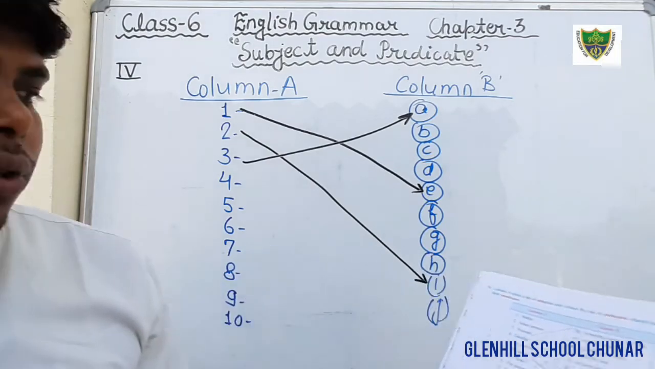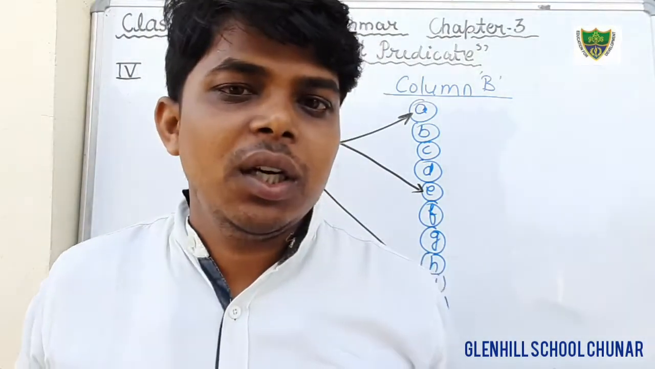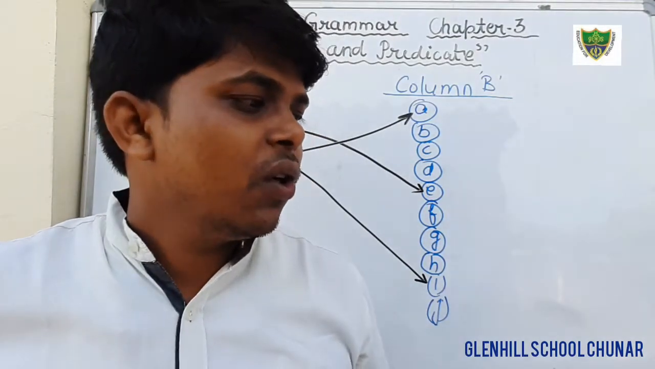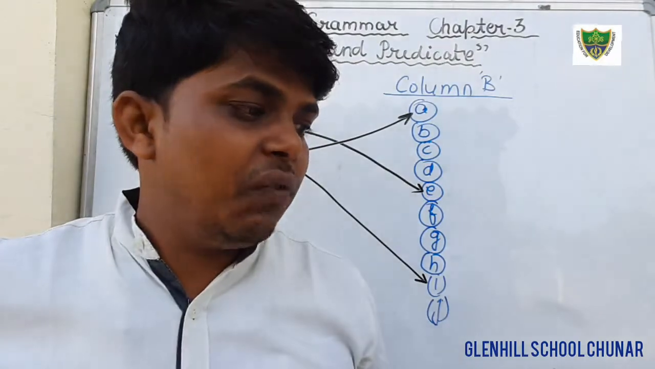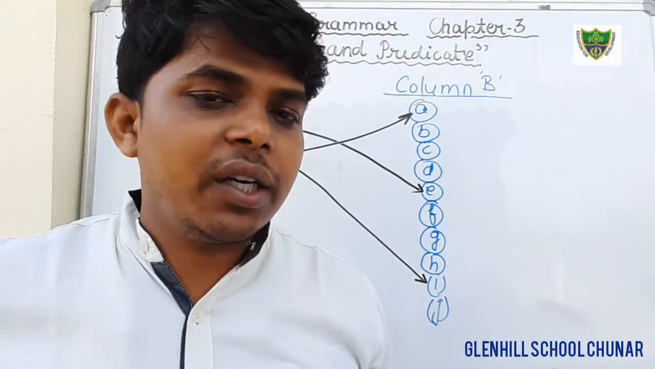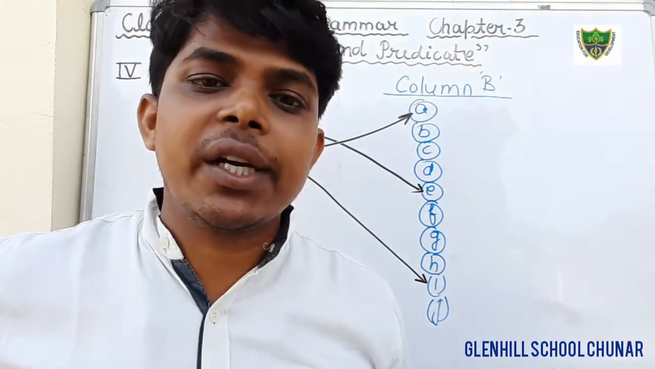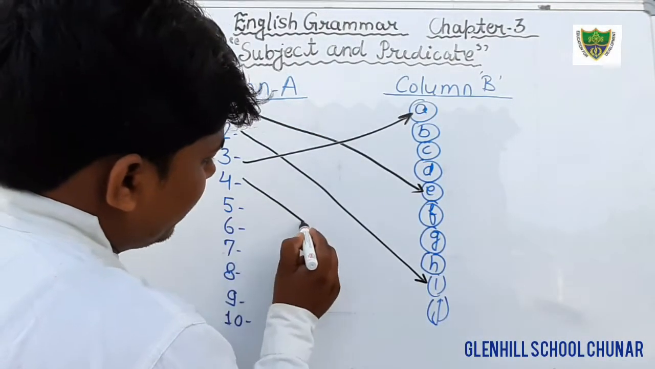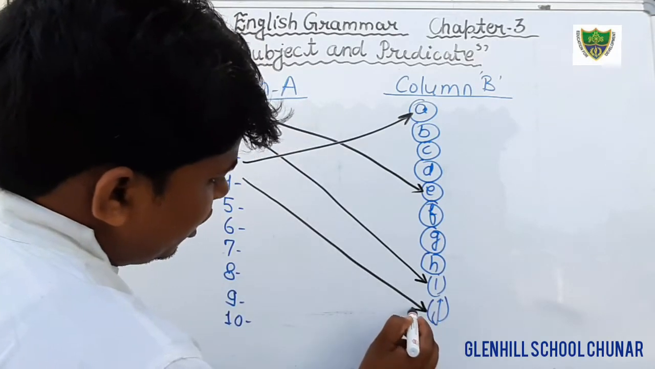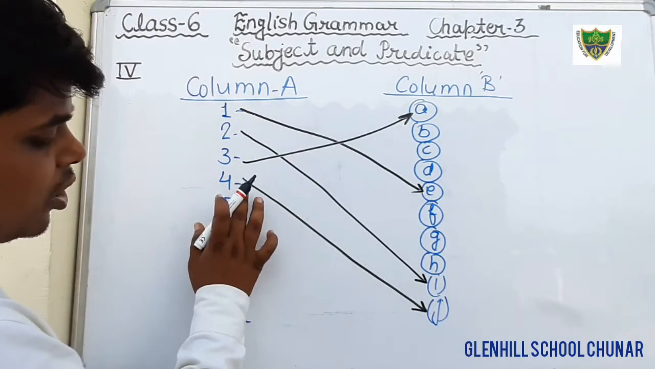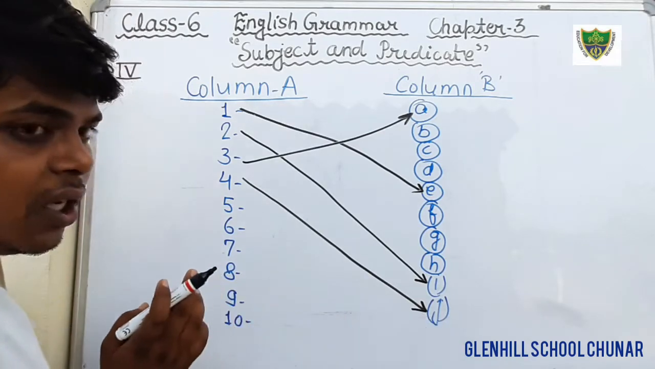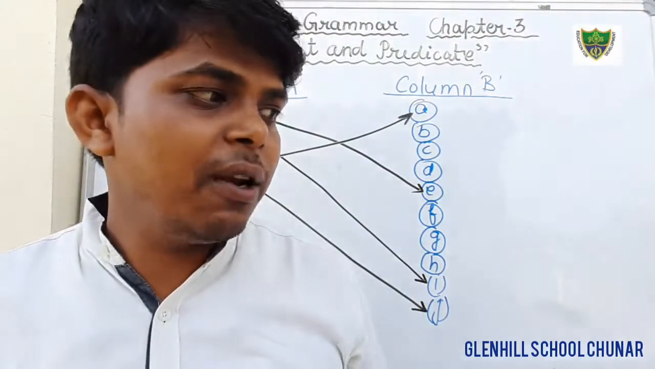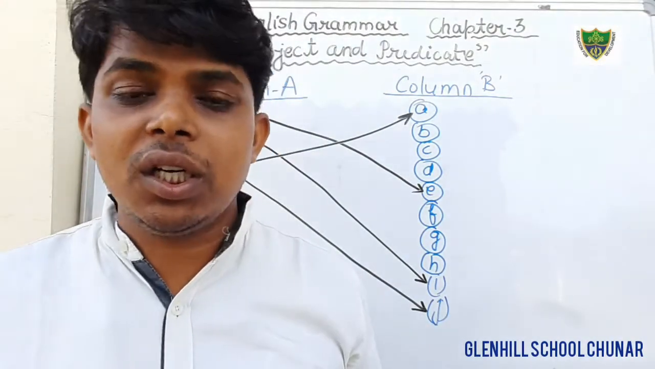Now question number 4. Gandhi ji. Gandhi ji is the subject given in question number 4, and we will match it with option number J, was a great leader. So we will match question number 4 with option number J, that is the last one. The sentence will be: Gandhi ji was a great leader.